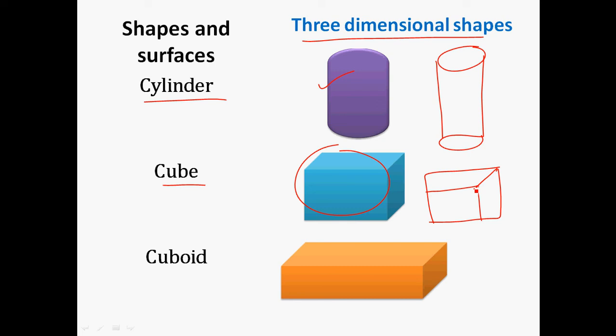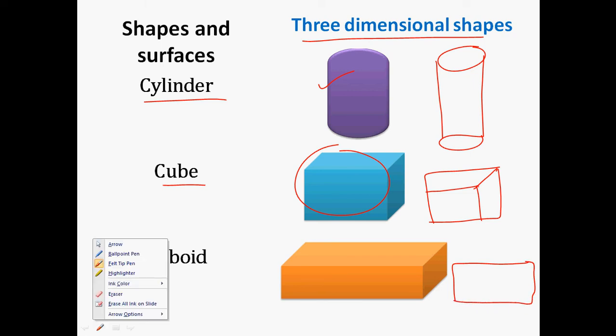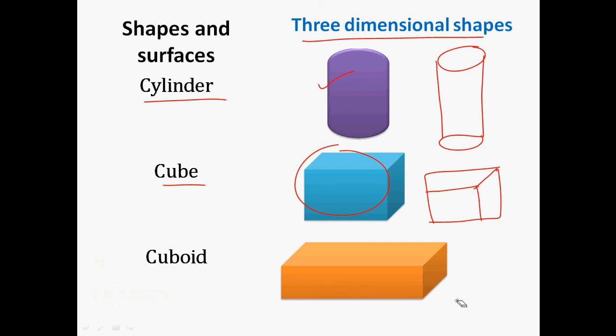Cuboid is the same as a rectangle, but it has three faces. Okay, draw like this. Draw with me. Draw the same rectangle and a point in the middle. One more. Good. And one line, that's a cuboid. One more time. How many faces do you have?